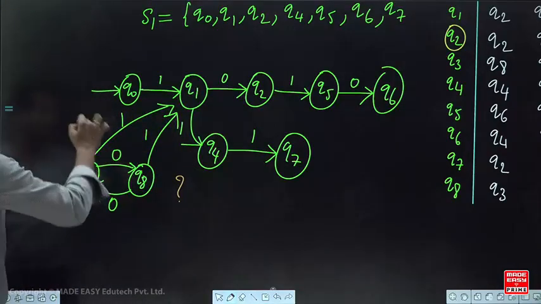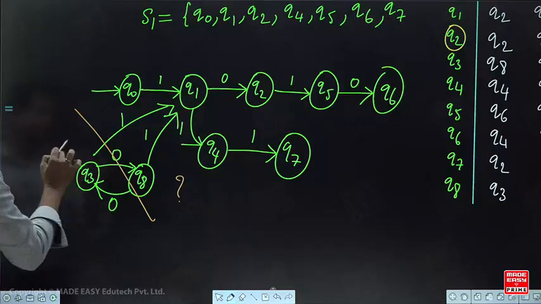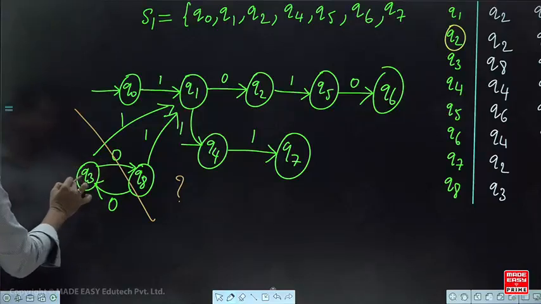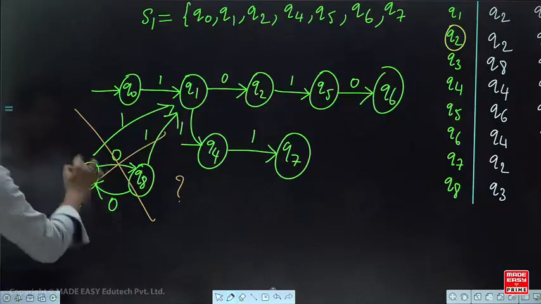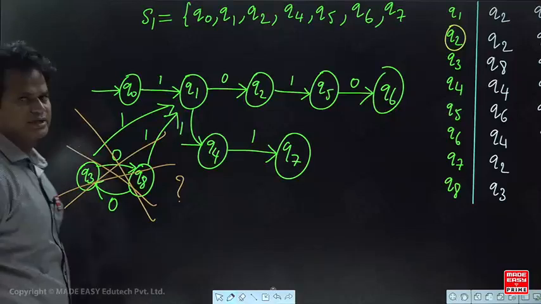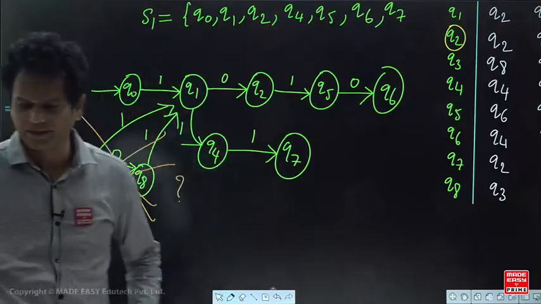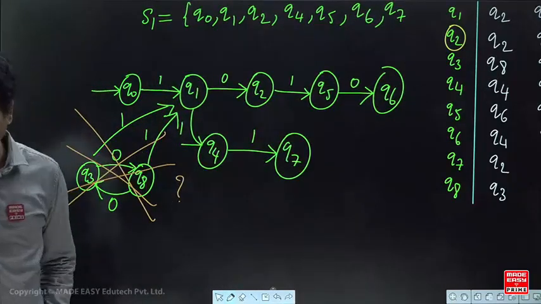From Q0 there is no path to reach Q3 and Q8. So Q3 and Q8 are unreachable.